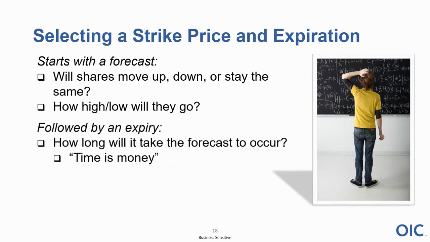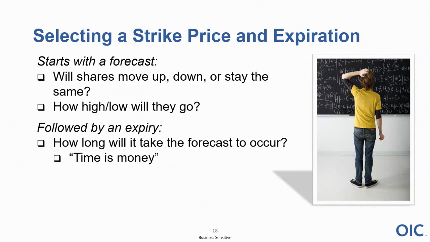Now, the second tier, or the second thing that we're going to look at, is, well, how long is that going to take? If I think the stock's going to get to $100, is that going to happen in the next week or the next month or the next year? If I think it's going to happen in the next year, then choosing an option strategy that expires in, say, 30 days isn't going to do me any good. So I'm going to want to make sure that the expiration period that I choose encapsulates the time that I think is necessary for my forecast to come true.